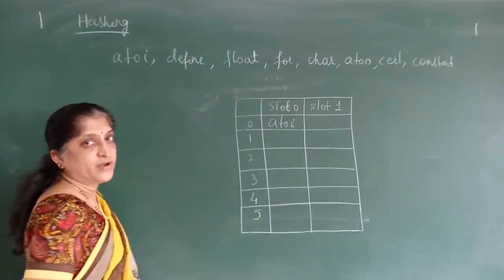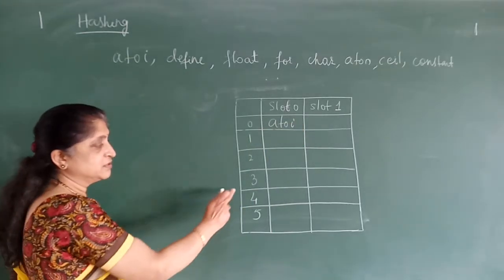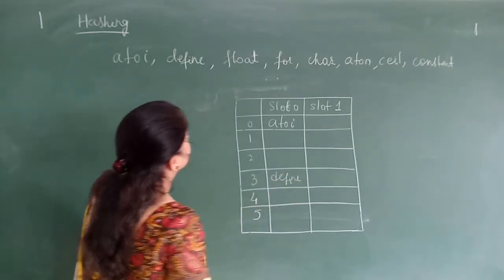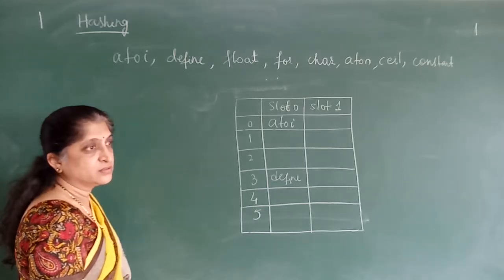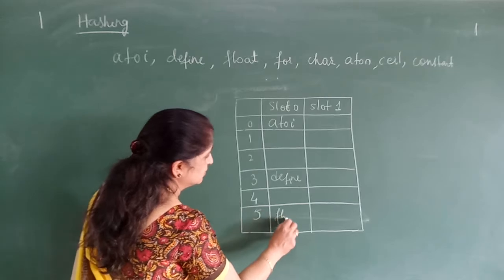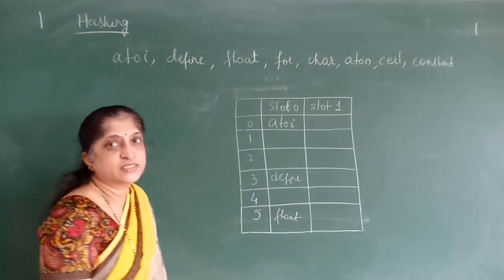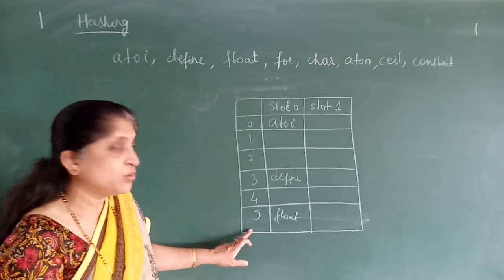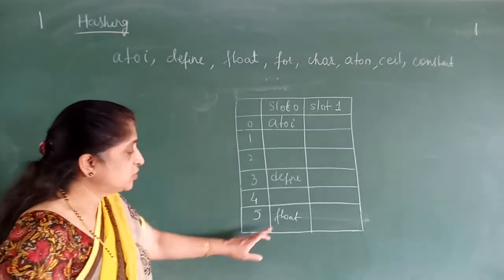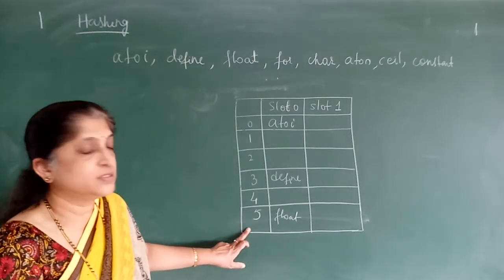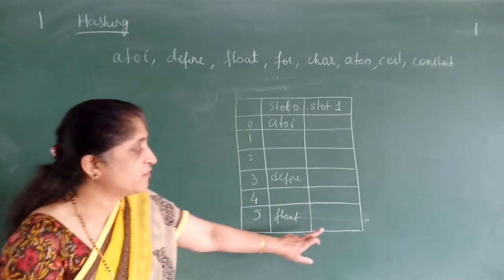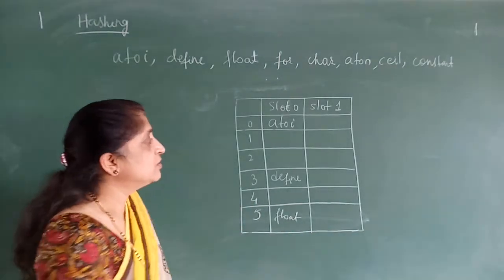Then I have define. Define is 3. I store define here. Then we have float. Float is 5, because F is the 6th letter in the alphabet and that maps to 5. I am storing float here. Then I have for. For storing for, again I have to check the key, that is the hash value 5, and I have one slot free here. I can store for.